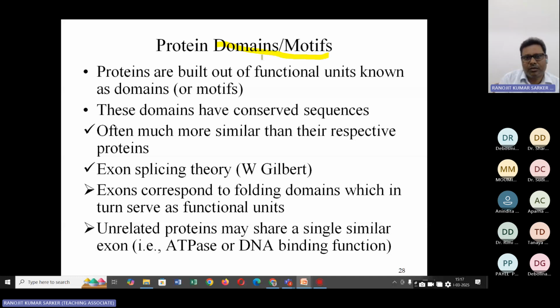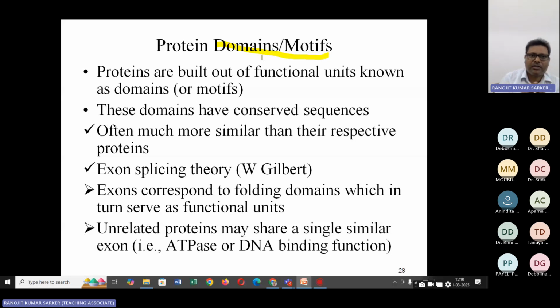You know that domains and motifs have differences. Domains are basically 50 to 300 amino acids long regions, whereas motifs are basically 10 to 20 amino acids long regions. So motifs can be part of a domain.